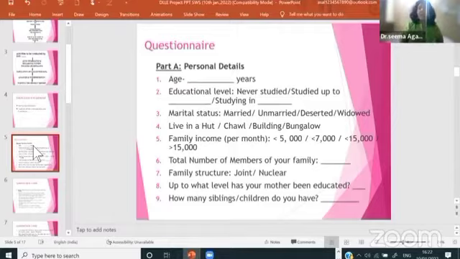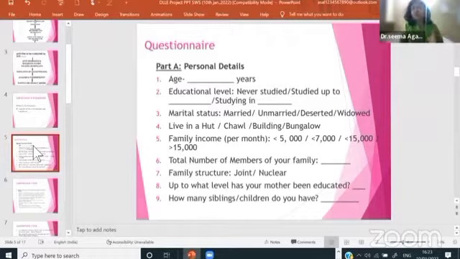Part A has 9 questions based upon the personal details, and part B has total 20 questions that are general questions. So the first question of part A is the age of the respondent. Second question is what's the educational level of the respondent? She never studied or studied up to what class, or if she is studying, then in which class she is studying. Now the third question is based upon marital status. Fourth one is where she lives. Fifth one is what's the family income?